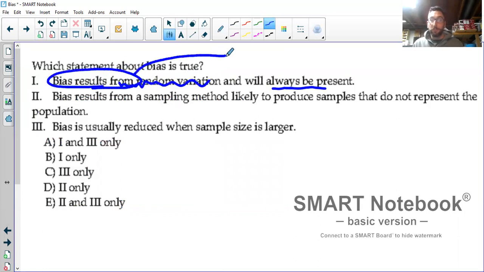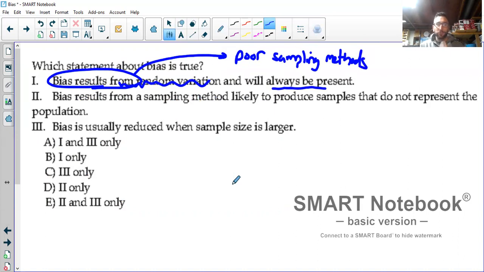Bias results from usually poor sampling methods. And that's why we've taken so much time to learn the right ways to collect a sample so we can try to avoid that bias. Anything around Roman numeral 2 there? Bias results from a sampling method likely to produce samples that do not represent the population.